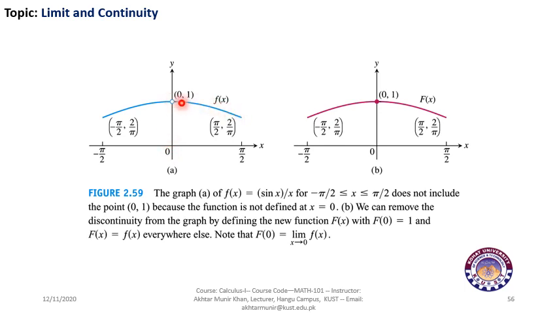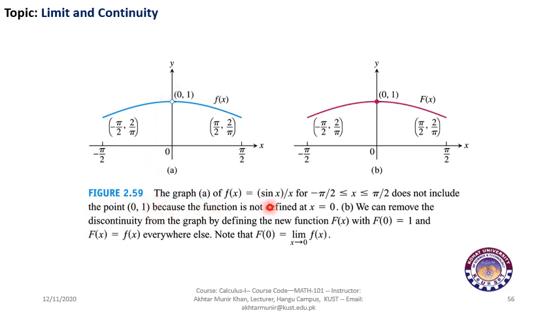At all points other than this, the function is continuous everywhere. To remove this discontinuity, we supply a value at 0, making it equal to 1. This will be called the continuous extension of the discontinuous function. For instance, the graph of A is the graph of the function f of x equals sin x by x, where x lies between minus pi by 2 and plus pi by 2. It does not include the point 0 and 1, as we discussed.